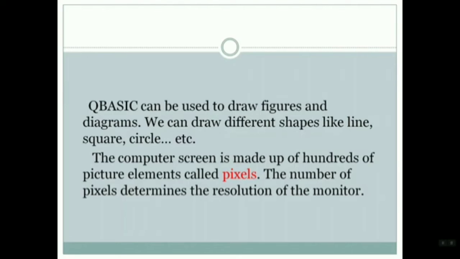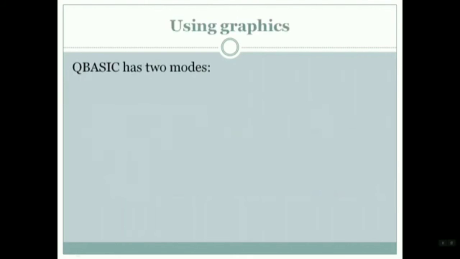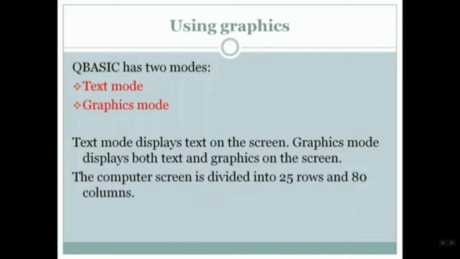Higher resolution is better for the quality of a picture display. So first let's discuss what is graphics. QBasic has two modes. First one is text mode and second one is graphics mode. The text mode is used to display text on the screen, and the graphics mode is used to display both text and graphics on the computer screen. A computer screen is divided into 25 rows and 80 columns. The top left corner determines the first column and the first row. Like that, it addresses all the columns and rows.